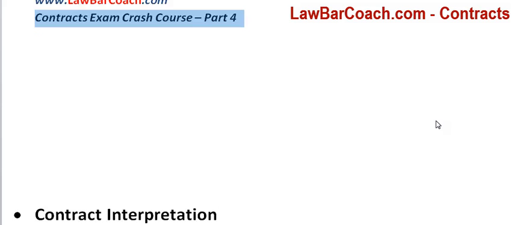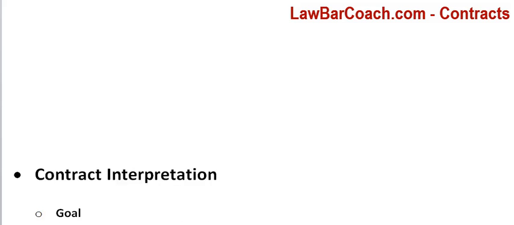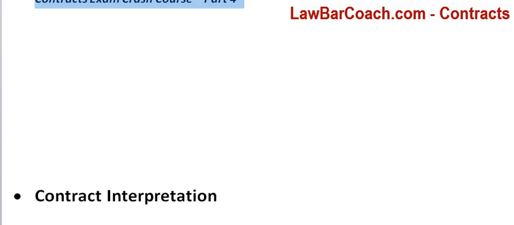Part 4 now, we're going to go over contract interpretation. At this point, we've covered the basics of forming a contract, putting one together, a meeting of the minds, an agreement, legally enforceable, those concepts. So right now, we actually have a contract that's been formed between parties. That was their intention. There is an agreement, but how does a court interpret the words of that contract?